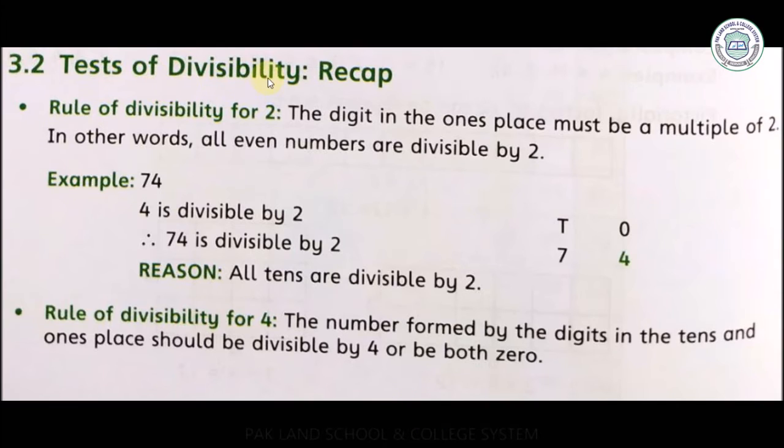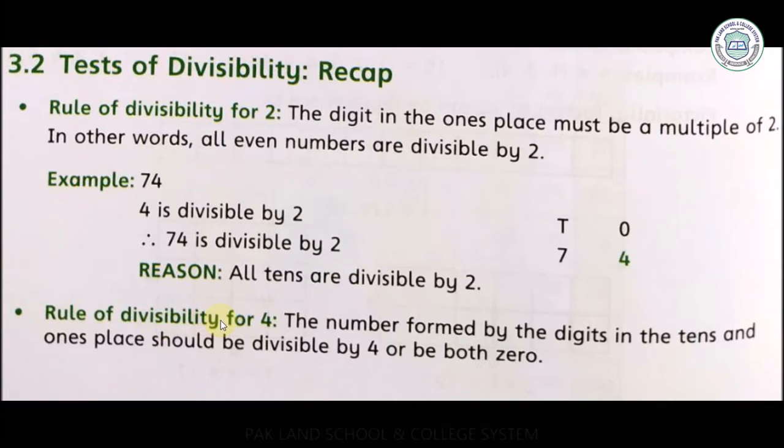Test of divisibility. Rule of divisibility for 2. The digit in the ones place must be a multiple of 2. In other words, all even numbers are divisible by 2. For example, 74. The ones place is 4. 4 is divisible by 2, so 74 is divisible by 2. The reason is that all tens are divisible by 2.